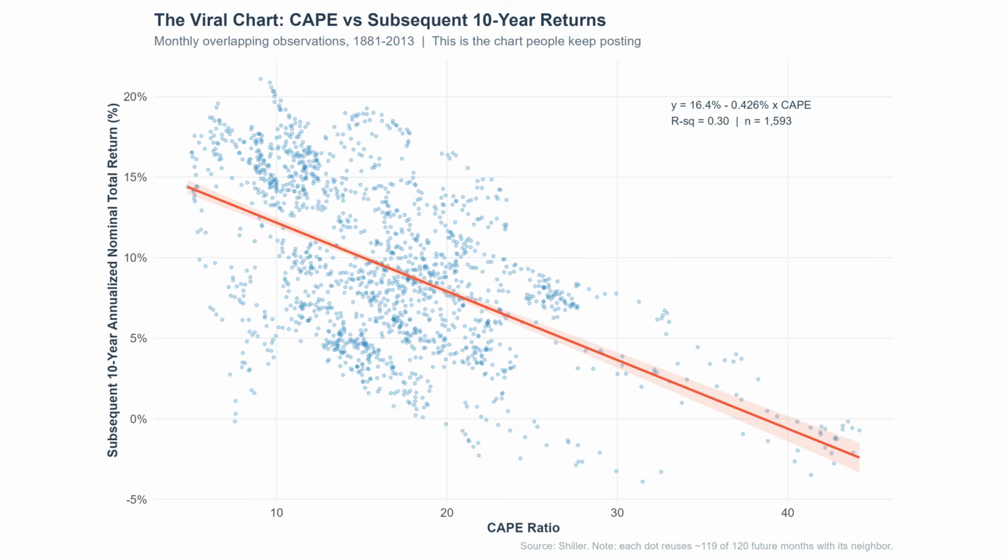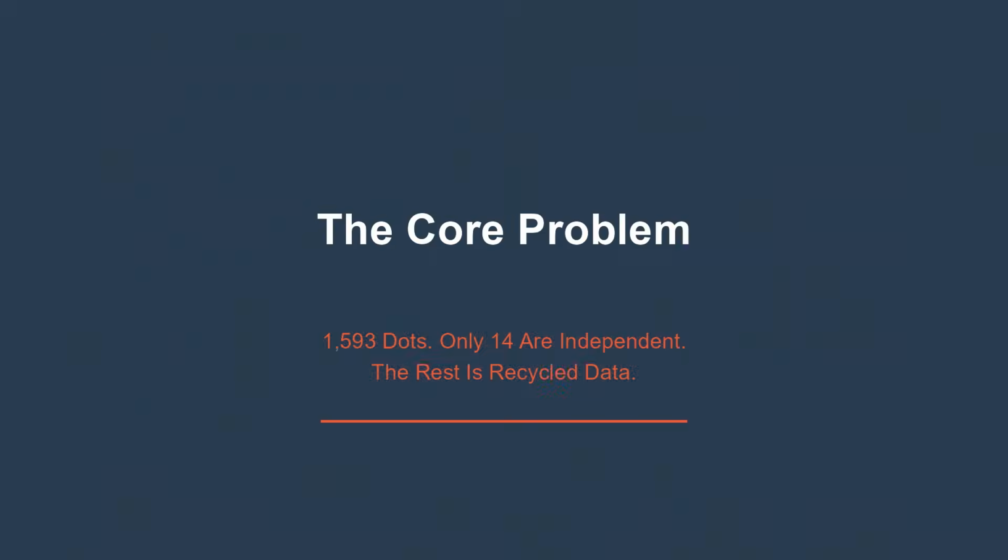Well, because the narrative assumes those 1,593 dots represent independent trials. And they do not. They represent an illusion known in statistics as pseudo-replication.